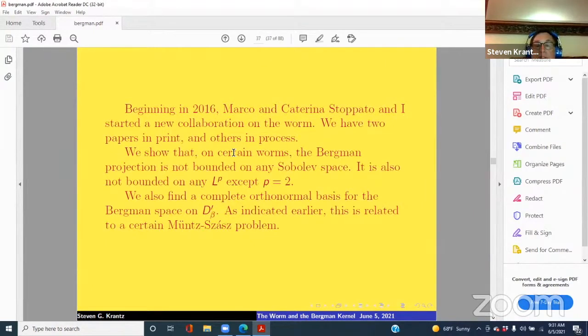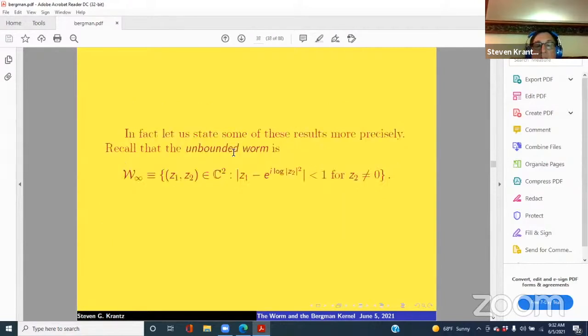So beginning in 2016, Marco Peloso and Katerina Stoppato and I started a new collaboration on the worm, and we have a couple of papers in print and some other papers in progress. And among other things, we show that the Bergman projection is not bounded for certain worms. The Bergman projection is not bounded on any Sobolev space and not bounded on any L^p except p equals 2. So that's a rather dramatic result. And we also find a complete orthonormal basis for the Bergman space on D_β'. And this orthonormal basis that we find is related to a Bose problem. And I'm going to spend most of the rest of the talk telling you something about this work.